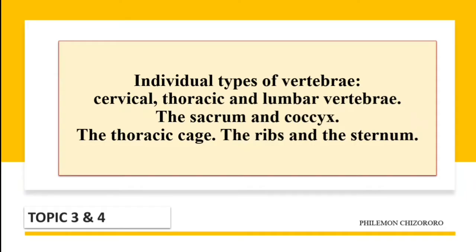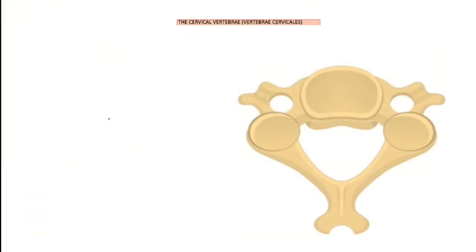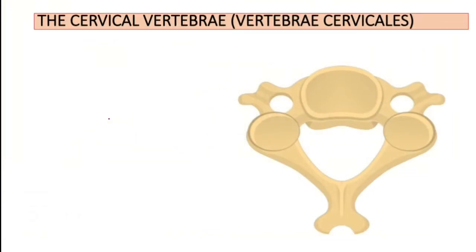In this lecture, we are going to cover the individual types of vertebrae, that's the cervical, thoracic, lumbar, and the sacrum. We'll also talk about the thoracic cage, specifically the ribs and the sternum or the breastbone. So, starting with the cervical vertebrae.